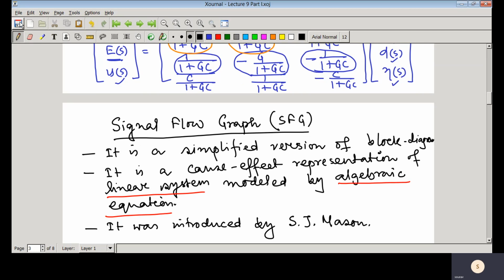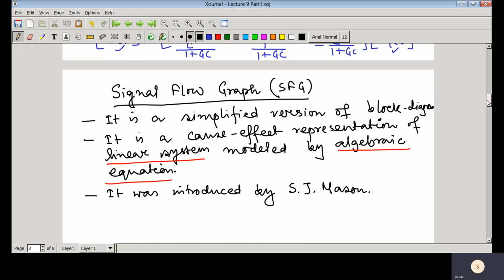So this is a different kind of technique for representing dynamical systems whenever they are modeled in algebraic form. And the most important result of the signal flow graph is Mason's gain formula. S.J. Mason gave one formula, and just by using that formula, you can find the transfer function directly if you have the signal flow graph.